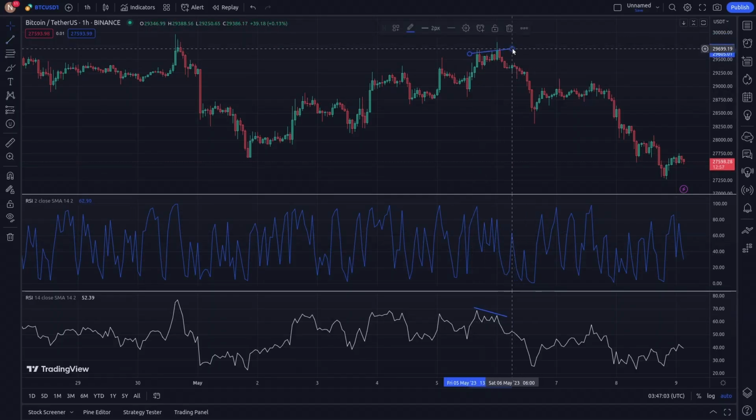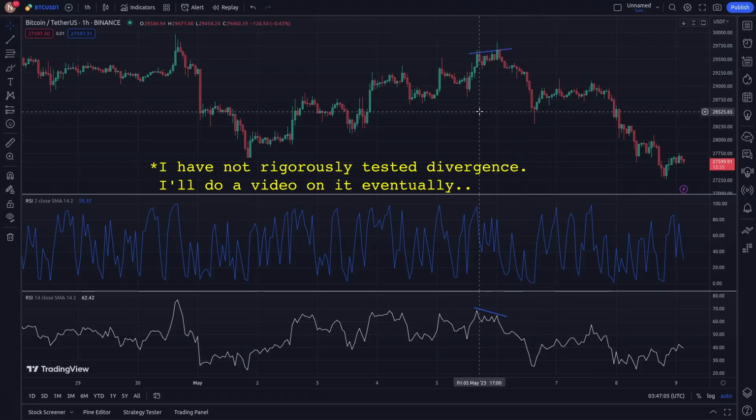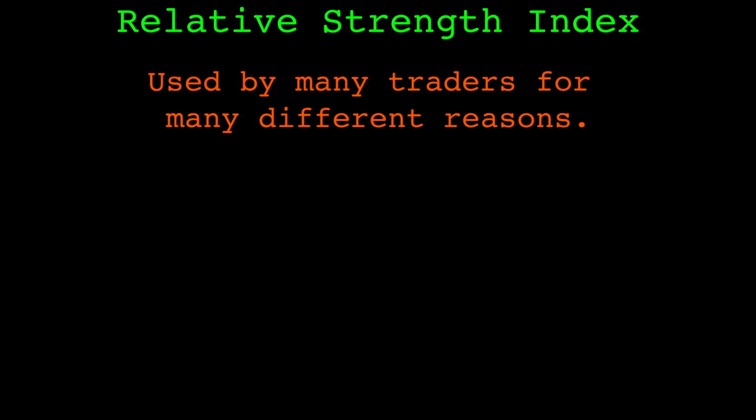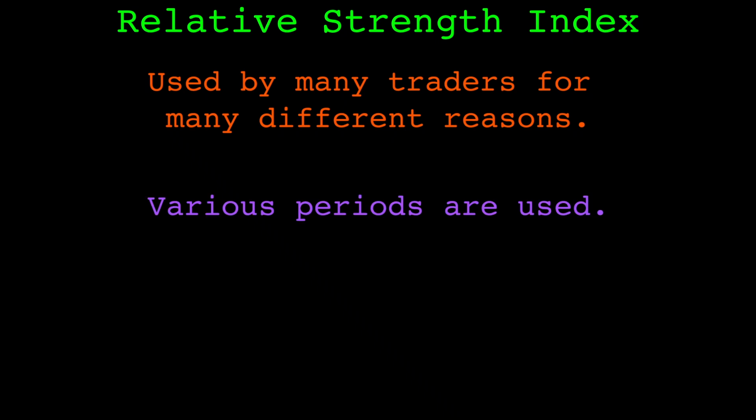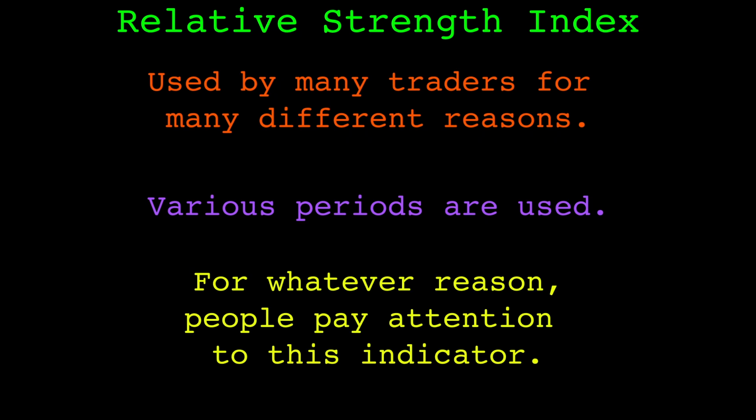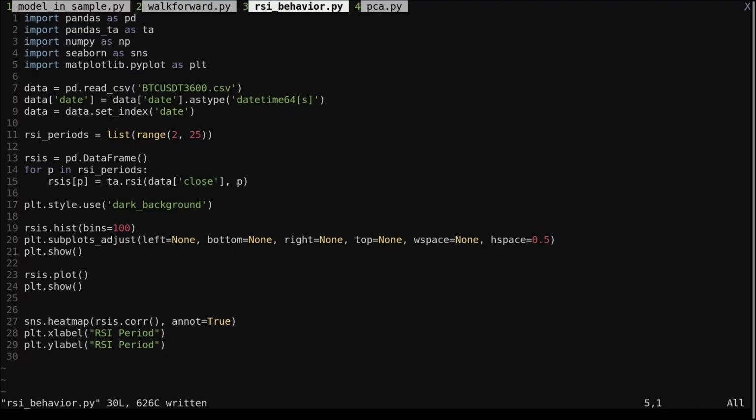To be honest, I've never found any of these ideas terribly effective, but this video is not about any of those ideas. The point I'm trying to make is that the RSI is used by many traders in many different contexts, and various periods are used. Because of the broad attention this indicator receives from traders, it's possible that those traders create patterns in the broad behavior of the indicator, which we will attempt to capitalize on. Let's look at the behavior of the RSI across many period values.